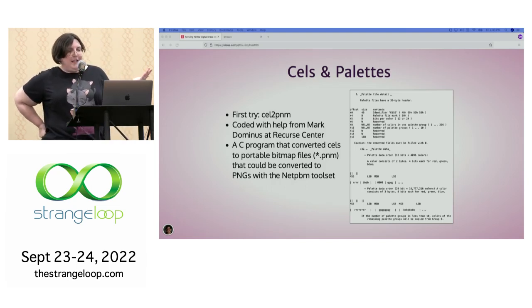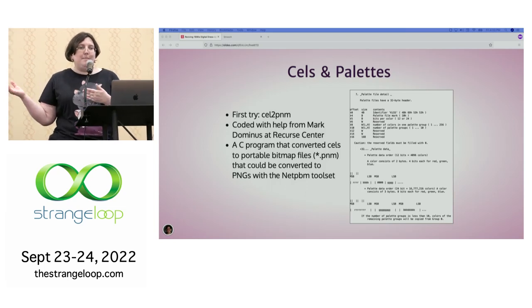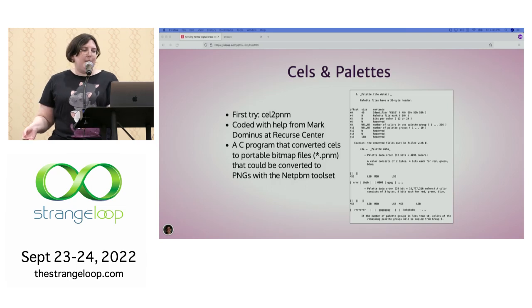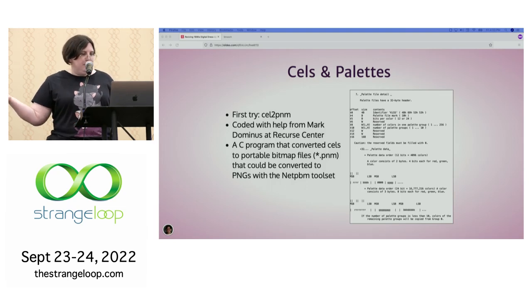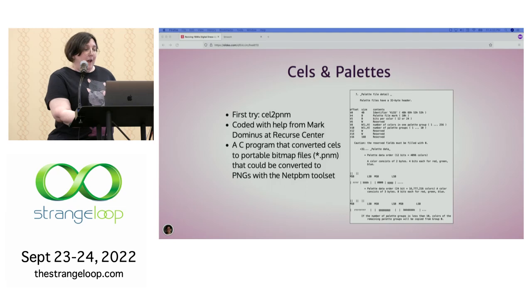So I ended up making a C program that could convert these cells into another format called a portable bitmap. Then we could take the portable bitmap and just use a standard toolset from NetPBM, and then that would translate them into PNGs, and then I could just show those in any browser. So that worked really great.